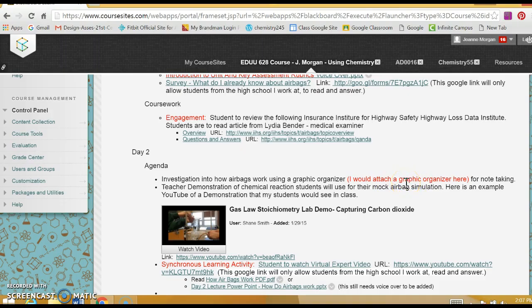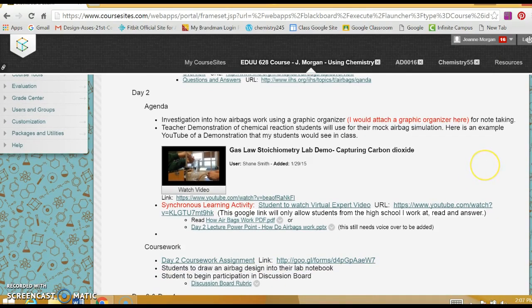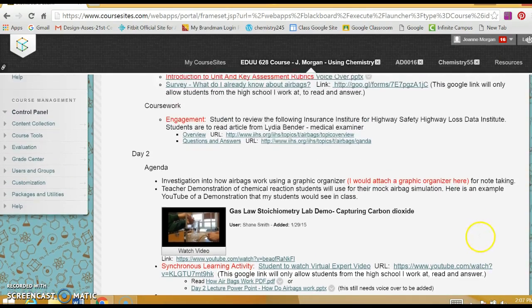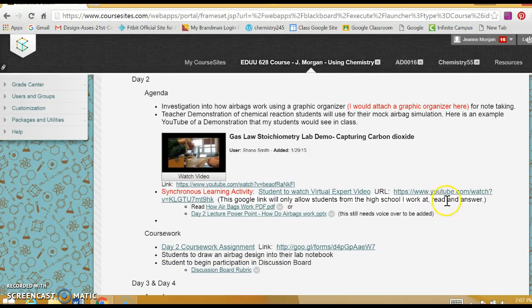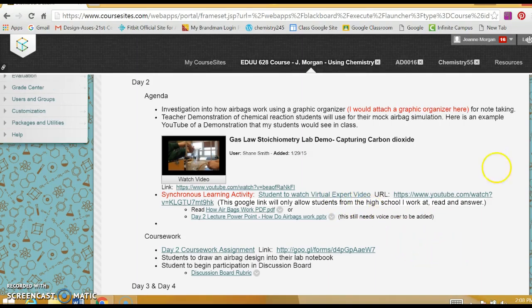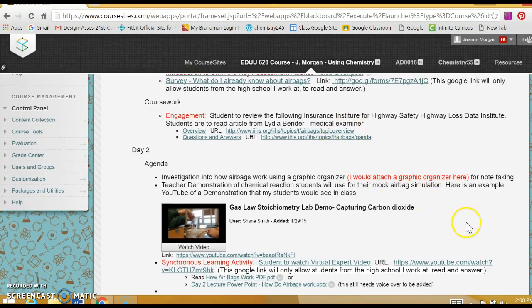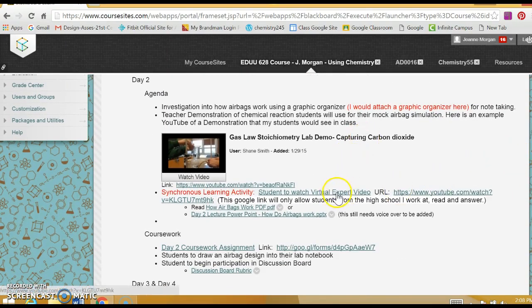This helps them get the knowledge that they actually want them to bring forward and use when they start doing the mock airbag design. Also, I'm going to provide for them a demonstration so they can see how the gas is generated that they're going to be using. All right, and then they're going to tie into where they listen to the expert video. One up here where they talk to Lydia Bender on day 1, and here they're watching a video with the airbag design engineer, and they'll be watching that as a YouTube video.